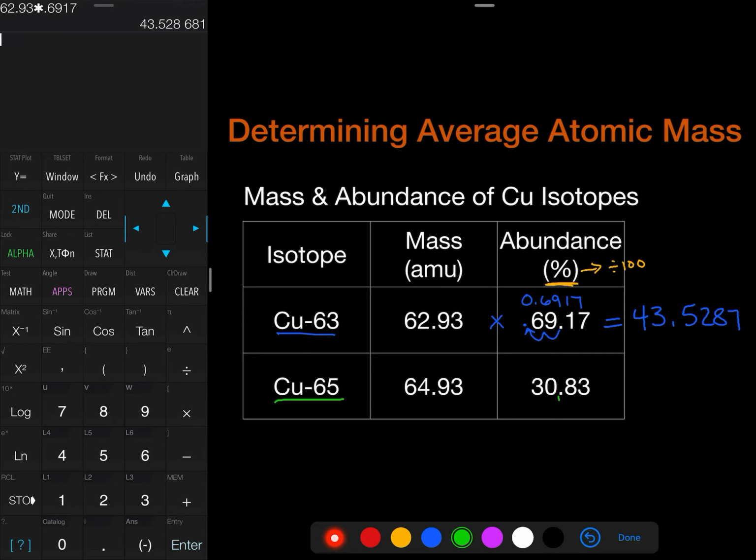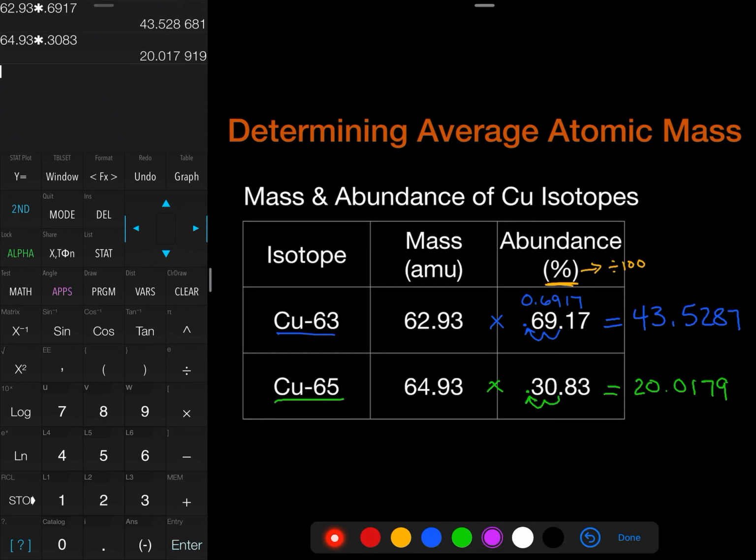All right, so for copper 65, we do the same thing. Move that decimal place 2 places to the left. We're going to multiply, and so that gives us 64.93 times 0.3083. And I get 20.0179. Now be very careful. The biggest mistake I see here is that we change the wrong thing to be a decimal. So make sure it's always the abundance.